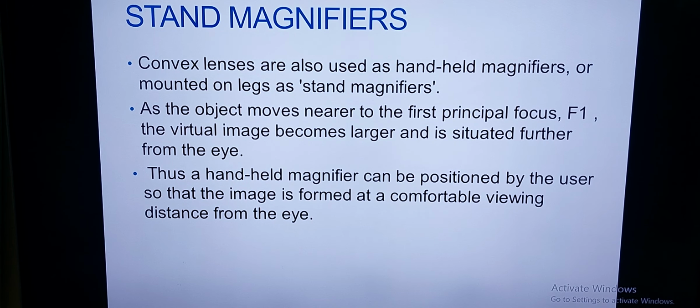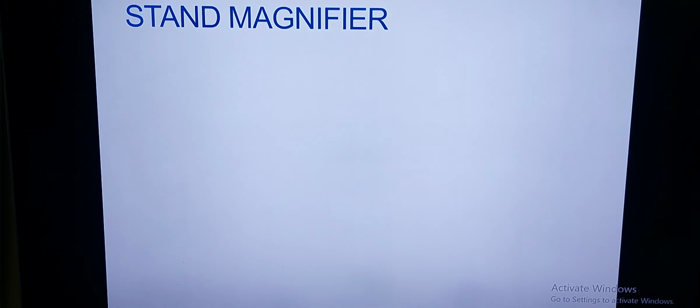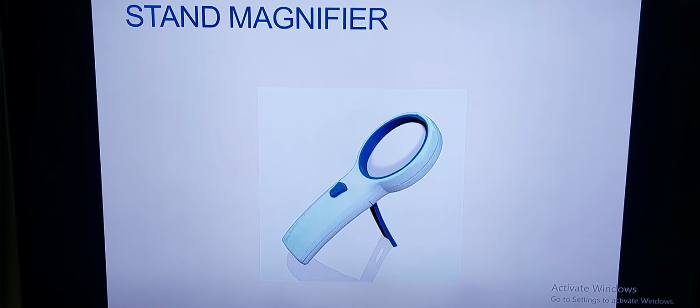Convex lenses are also used as handheld magnifiers or mounted on legs as stand magnifiers. As the object moves nearer to the first principal focus, the virtual image becomes larger and situated further from the eye. As I explained earlier, the more the object is placed between the principal focus and the lens, the further the virtual image is produced from the eye. Thus, a handheld magnifier can be positioned by the user so that the image is formed at a comfortable viewing distance from the eye. This is the commonly used stand magnifier used by patients who use low vision aids. The patient doesn't have to hold it at different distances. It has a stand which allows the patient to view at a comfortable distance.